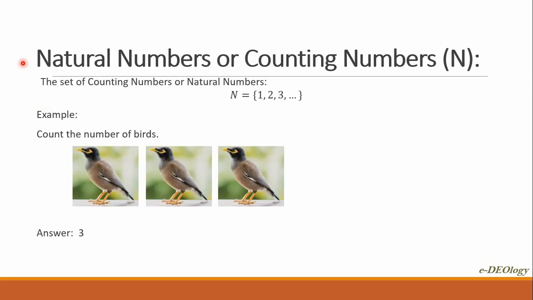The first group is what we call natural numbers, or sometimes called counting numbers. This is denoted by capital N. The set of counting numbers starts with 1, 2, 3, so on and so forth. If we're going to count the number of birds in our screen, we will count it from 1, 2, 3, and we say there are 3 birds on screen.